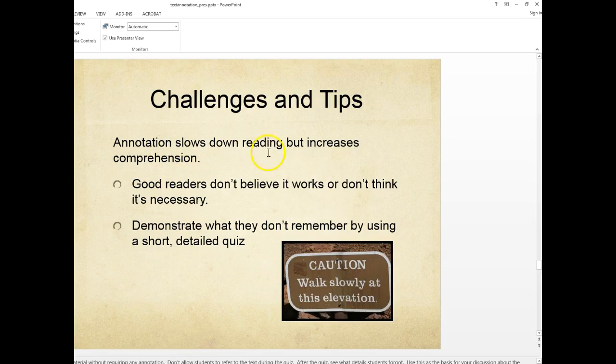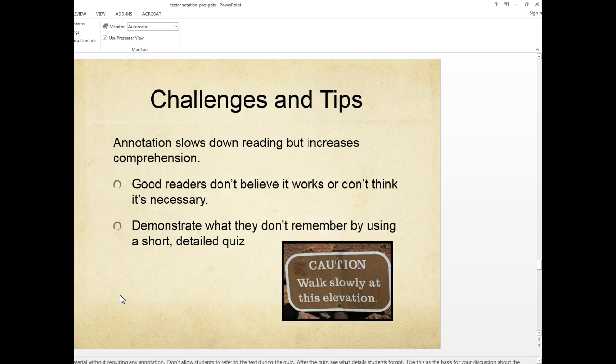Here, annotation slows down reading but increases comprehension. It's true. If you're annotating and you're really reading it deeply, it's going to take you longer than someone who just goes over it very quickly. However, later on, you'll be able to look at the annotated articles or chapters and then study from those. The students who rushed through it, they're going to have to reread. So take your time. It does take longer in the beginning, but it does pay dividends in the end.